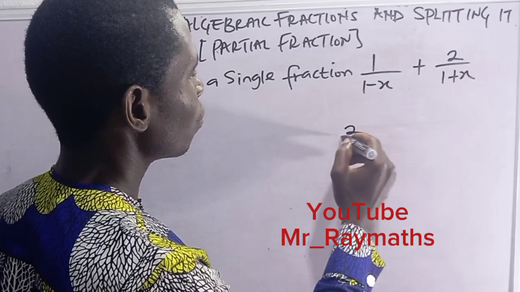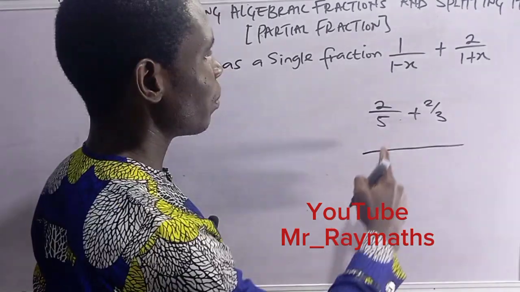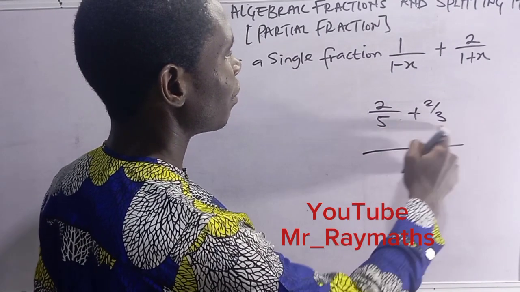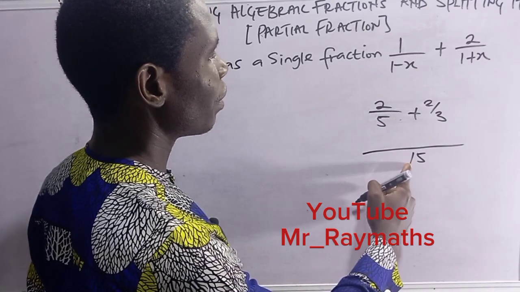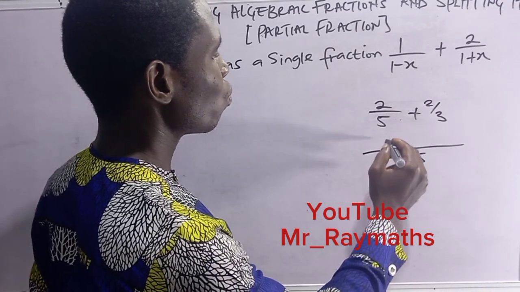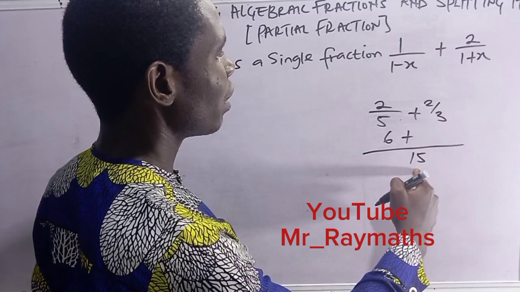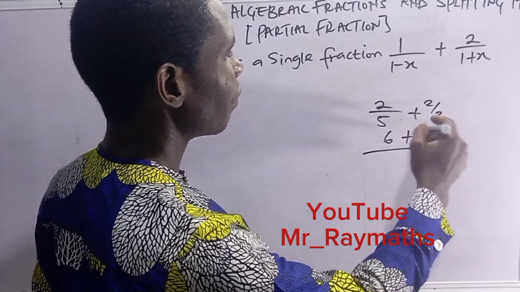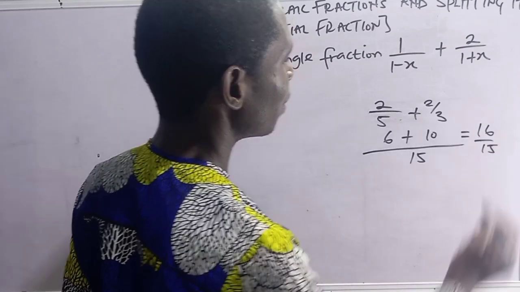Before I solve this question, let me quickly show you something very important. Let's say we have 2 over 5 plus 2 all over 3. Here we say the LCM is 15. And we say 5 into 15, 3. 3 times 2, 6. Plus 3 into 15, 5. 5 times 2, 10, and we say the answer is 16 all over 15.